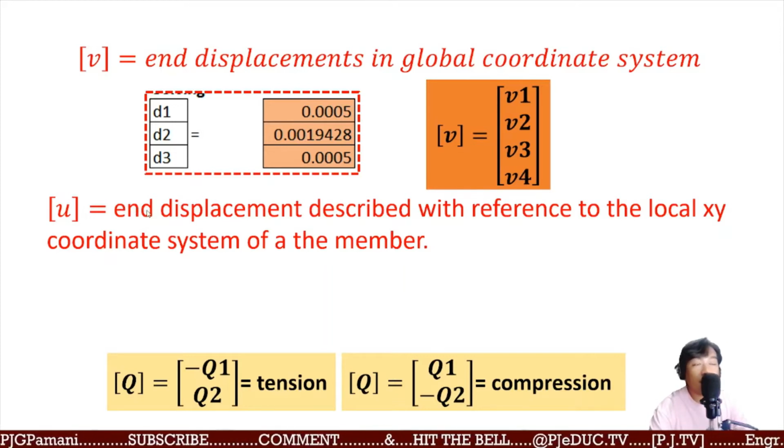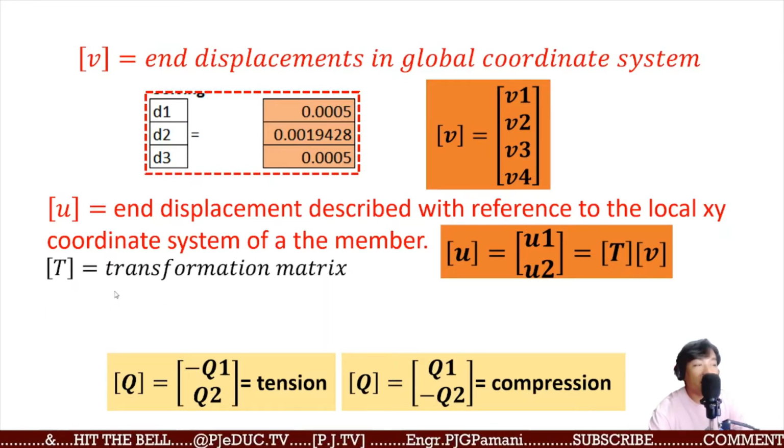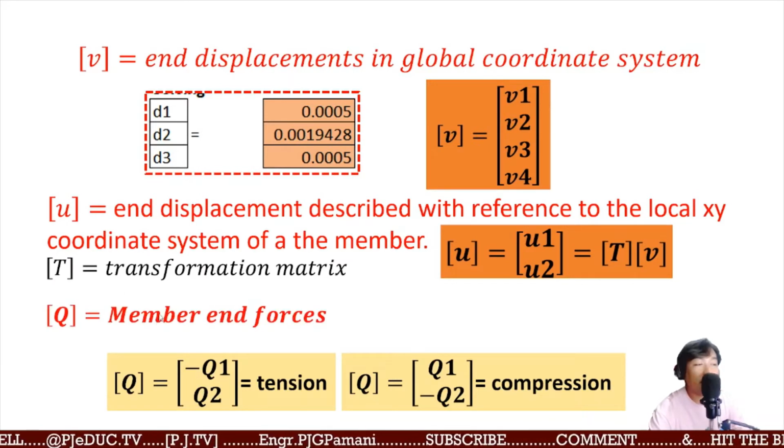And next is for you to identify your end displacement described with reference to the local x and y coordinate system of a member. Ano naman ngayon yung end displacement with respect to the local matrix? Ito with respect to the global, ito with respect to the local, no? By multiplying the transformation matrix of the member times the identified end displacement on global coordinate system.